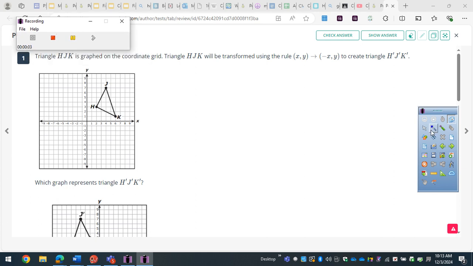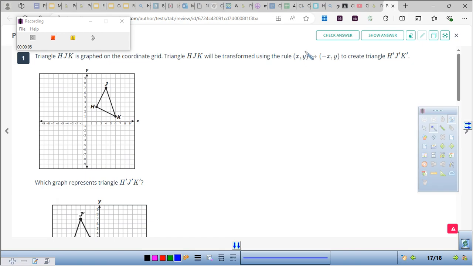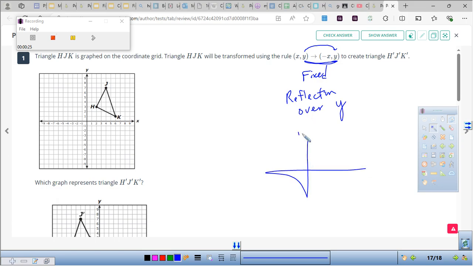Okay, transform using the rule. So what I'm seeing here is the y-state is exactly the same. You can see it's fixed. When I think of the word fixed, it's reflection. Reflection over the y-axis, fixed over the y. On that note, the y-axis is this one here.